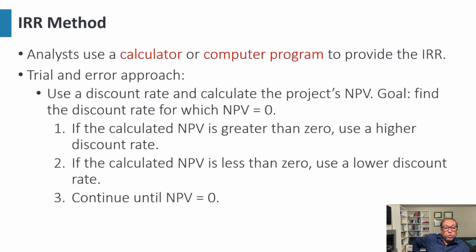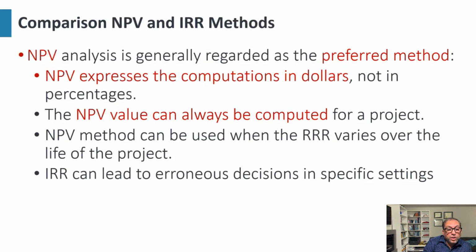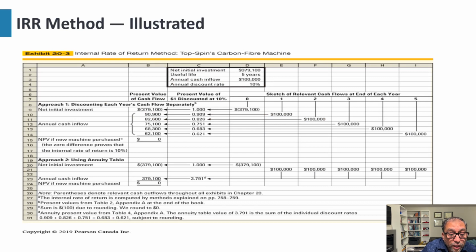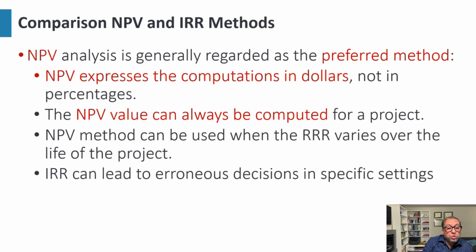So analysts use a calculator or computer program to provide the IRR. Trial and error approach: use a discount rate and calculate the project NPV. Goal: find the discount rate for which the NPV is equal to 0. So that's what we are saying. And this is the same example that we discussed, and here we are trying to figure out the IRR. When we apply the 10% discount rate, the NPV is equal to 0. So the 10% discount rate is the IRR, which makes the NPV equal to 0.